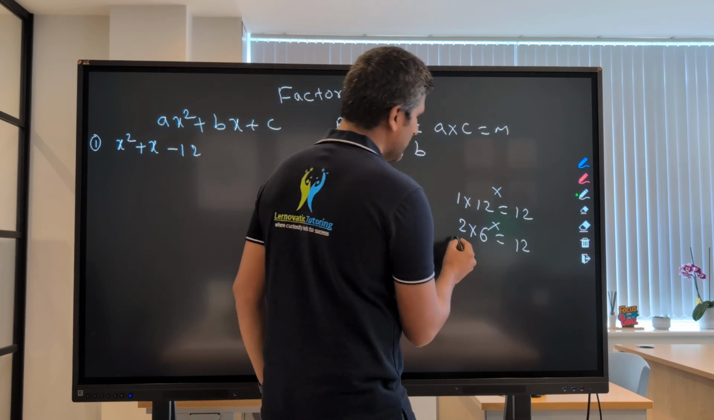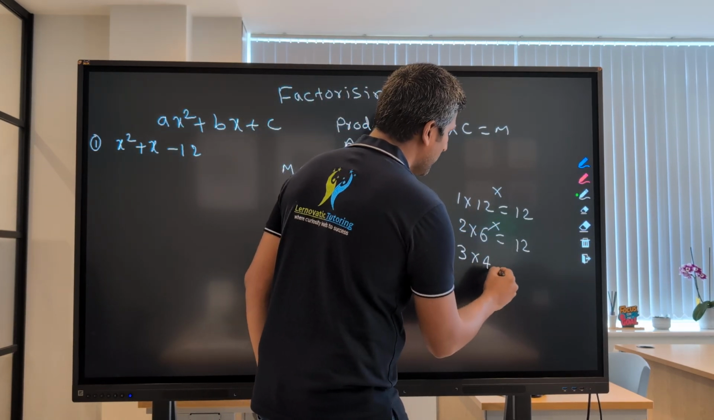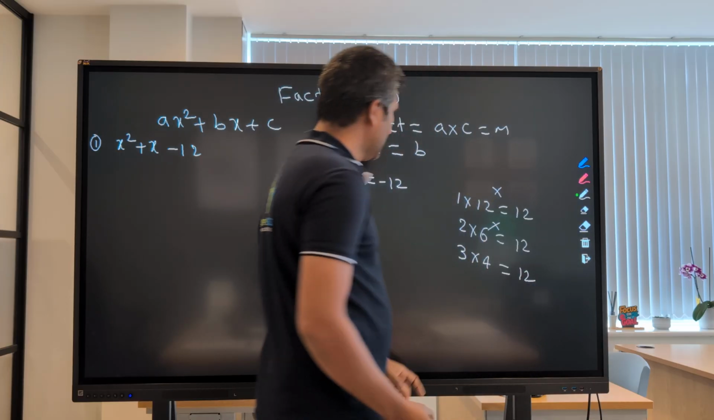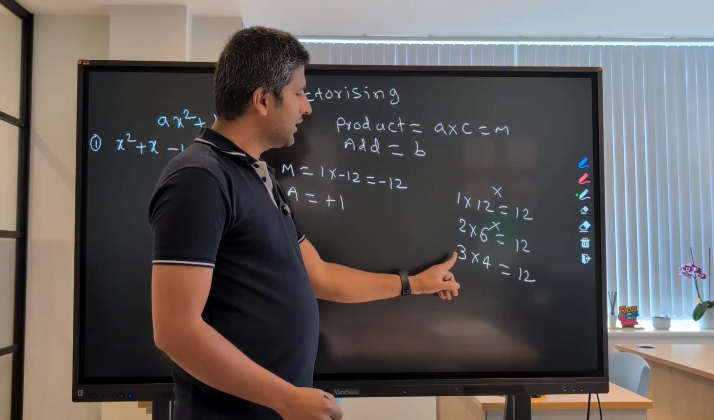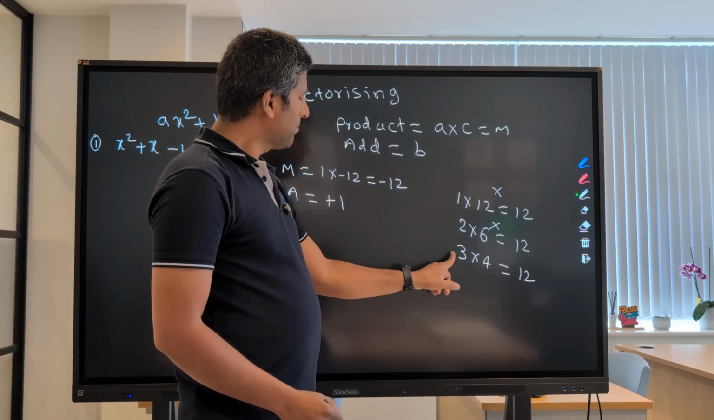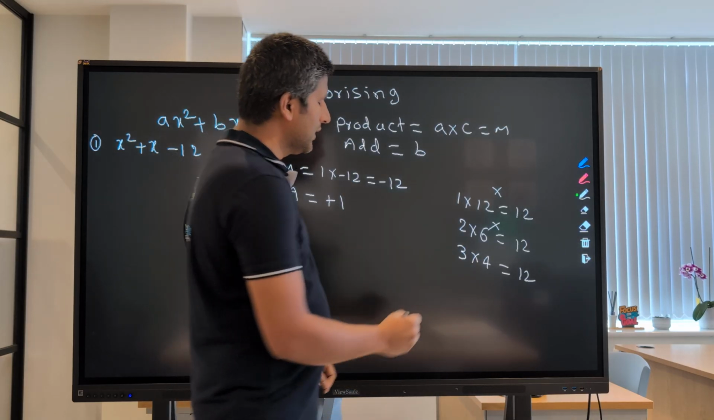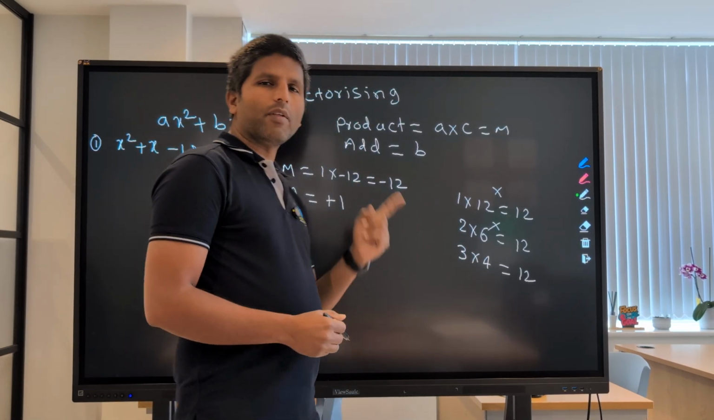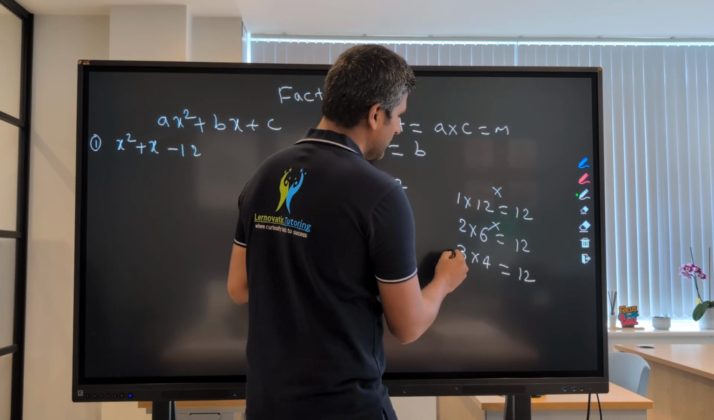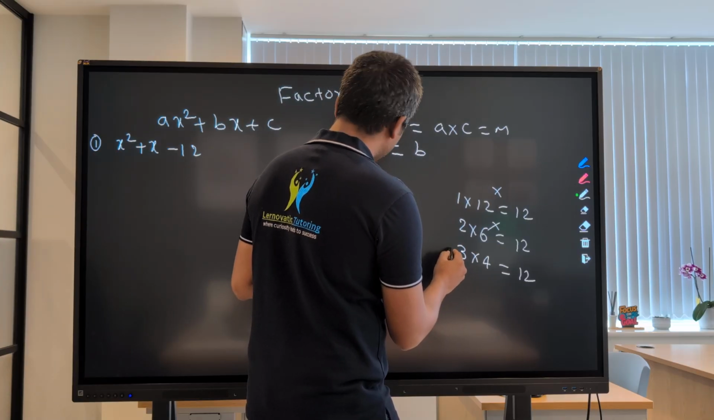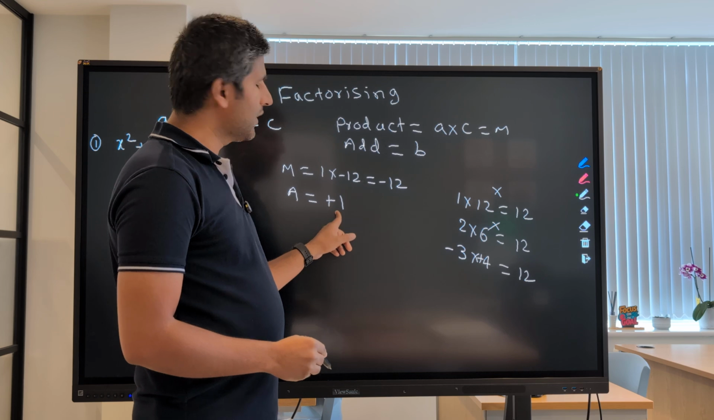So it's not 2, then go to the next number, which is 3. 3 times 4 makes 12. Now you can see here 12, and then just adjust the signs. Plus 3 minus 4 makes minus 1 when you add them, but what we need is plus 1. So let's adjust the signs. Minus 3 plus 4, when you add them, makes plus 1.